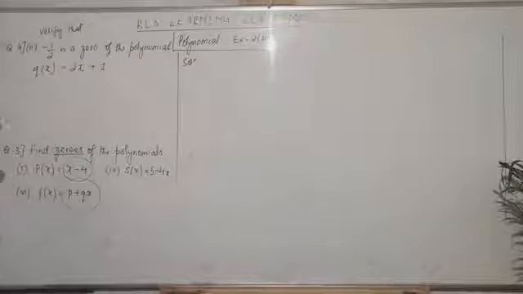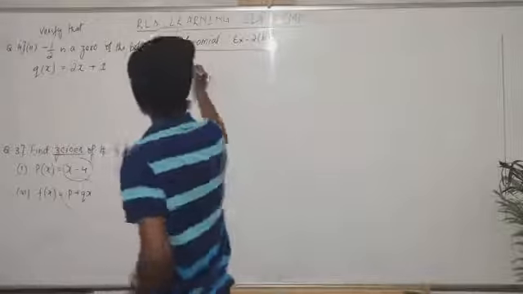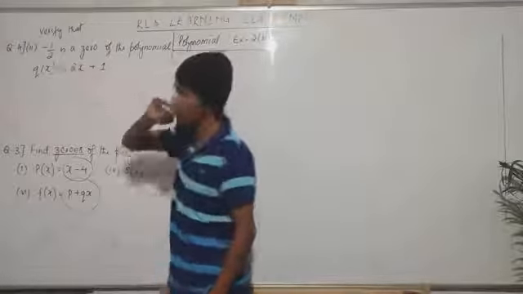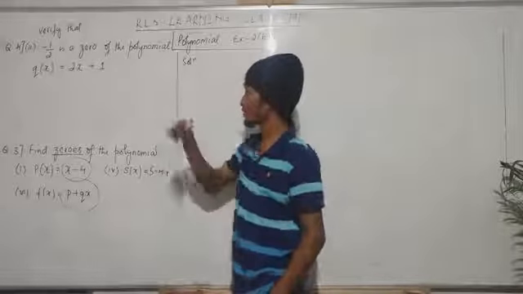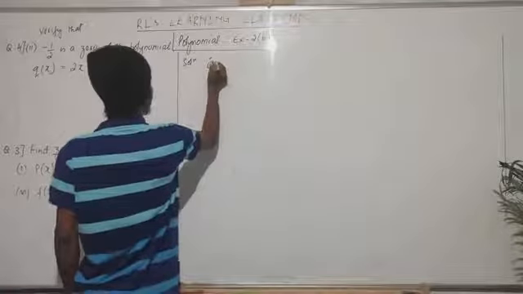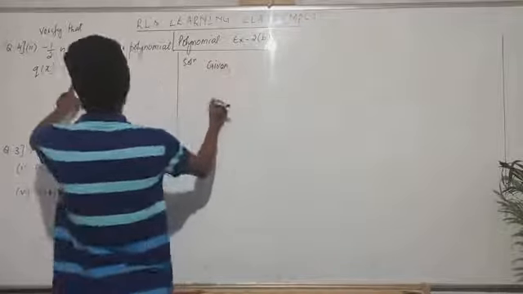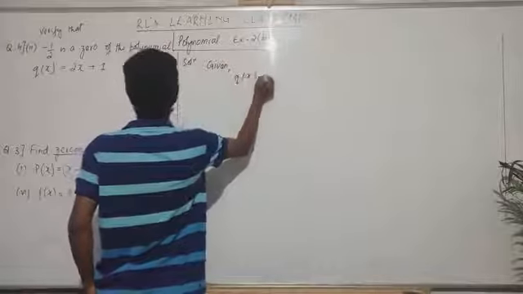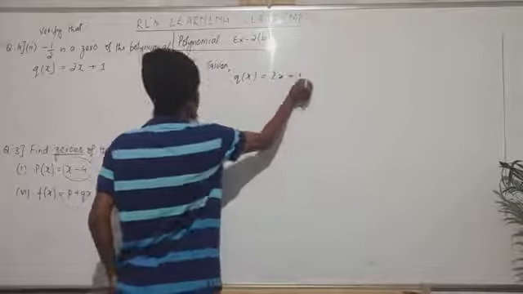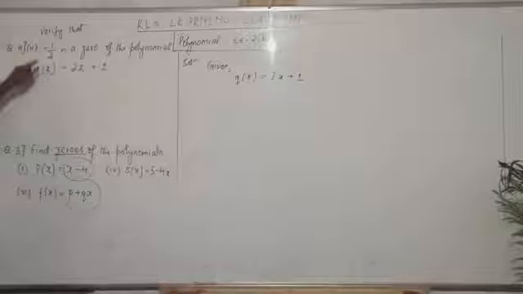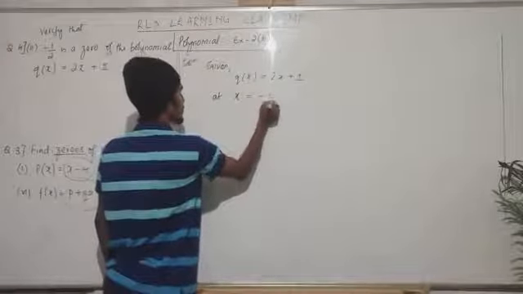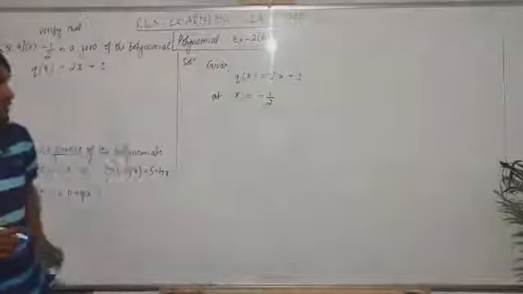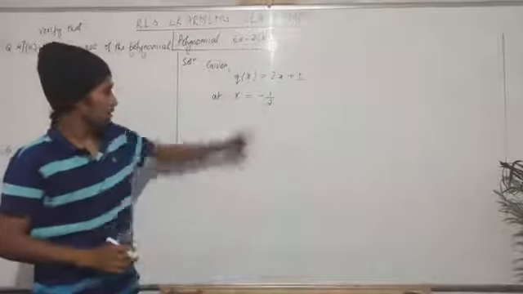Okay, now what do they give? They give verify that minus 1 by 2 is a zero or not. If you get q of x is equal to 0, then minus 1 by 2 is a zero. Given q of x is equal to 2x plus 1. We have to verify whether minus 1 by 2 is a zero or not. Now at x is equal to minus 1 by 2, in place of this x, I'll put this.